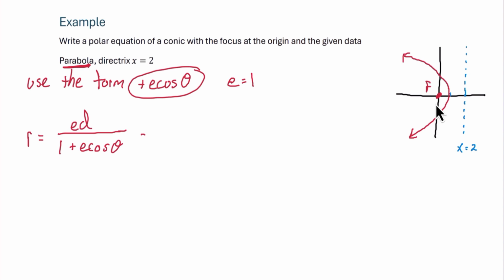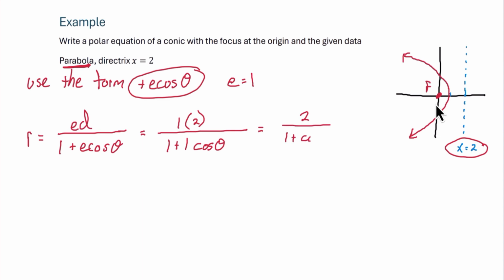Now we'll just plug in what we know. E is 1, again, for a parabola. D is 2 from the directrix. 1 plus E, again, is 1 for being a parabola, cosine theta. We can simplify that. We get 2 in the numerator and 1 plus cosine theta in the denominator. That means the equation is r equals 2 divided by 1 plus cosine theta.